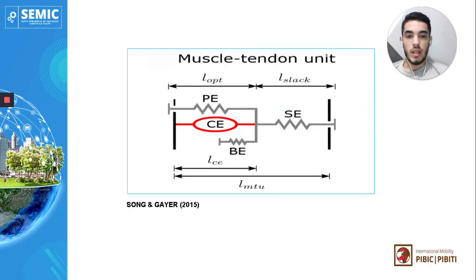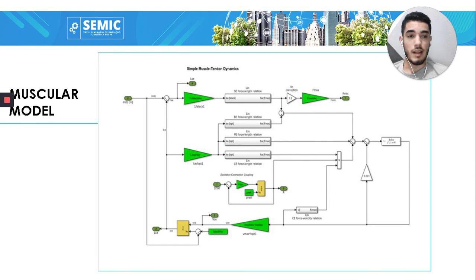About the muscle tendon unit, we chose a Hill-type muscle model, and the parameters we chose were from Song and Geyer from 2015. That had some problems, which we solved by recreating it inside of a Simulink environment that works perfectly right now.